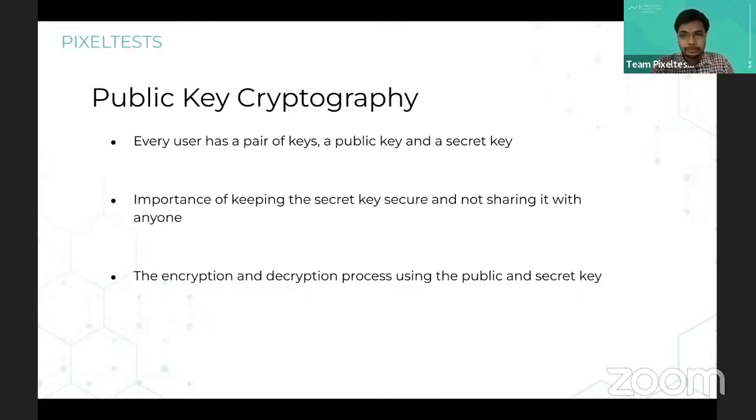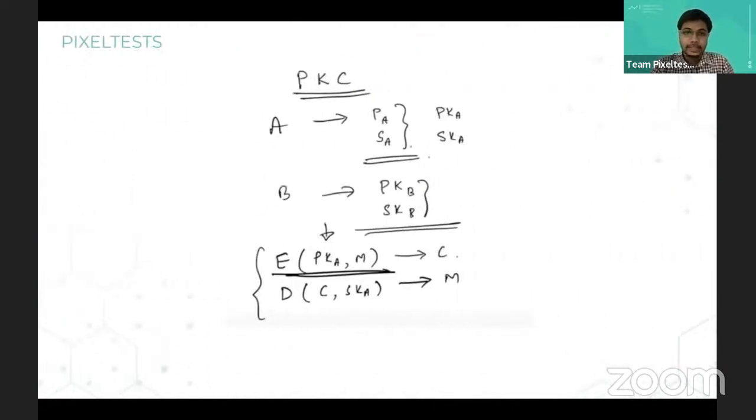We will now understand the encryption and decryption process using public and secret keys. For example, if A wants to send a message to B, A has a public key and a secret key, and B has his own public key and secret key. So first, if B is trying to send a message, we use the public key of A and encrypt.